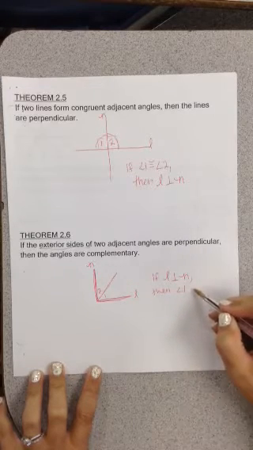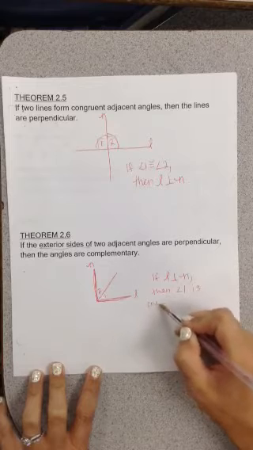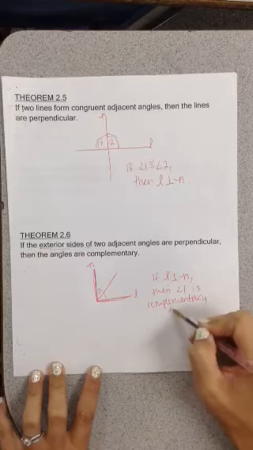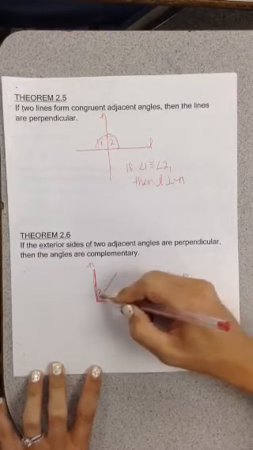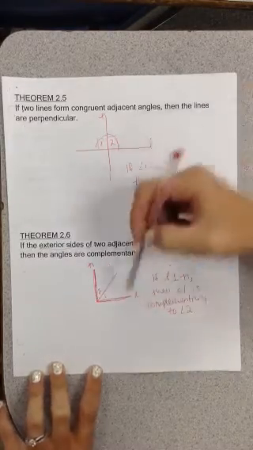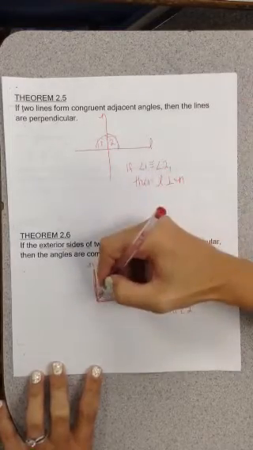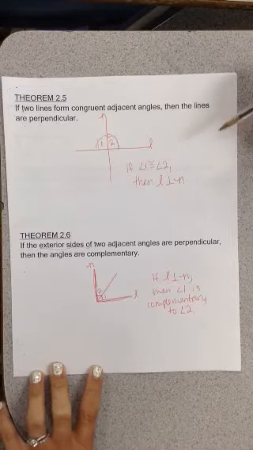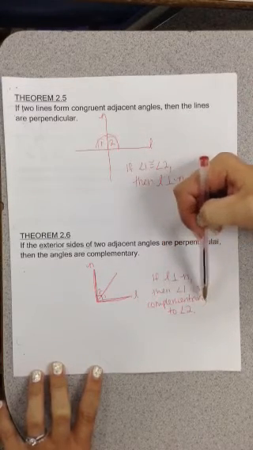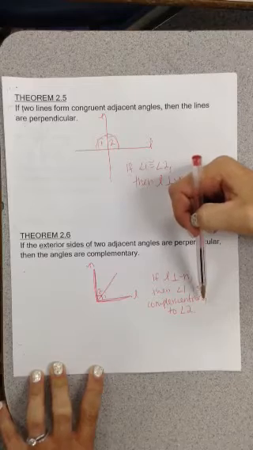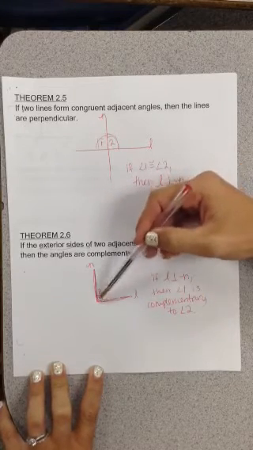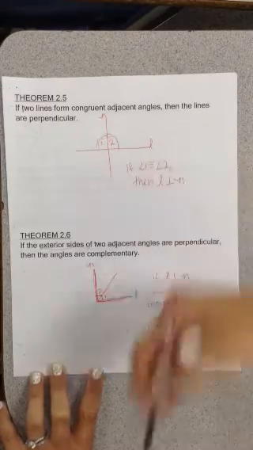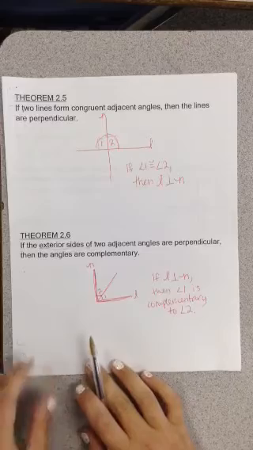that angle 1 is complementary to angle 2. Well, let's think about the reasoning behind that. If we know the lines are perpendicular, doesn't that mean they have to be forming a right angle based on the definition of perpendicular lines? And remember what we learned about complementary angles, that they are two angles adding up to 90. So that's going to have to be a 90-degree angle, and so 1 plus 2 would have to equal 90, making them complementary.